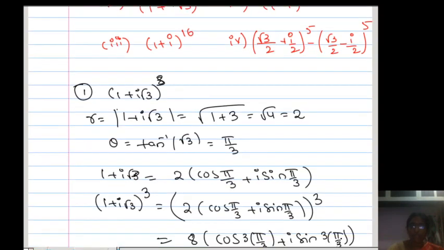What is the second problem? It is the same concept. Do it by yourself, I think you can do that. 1 minus i: first, writing into polar form. How to write 1 minus i?